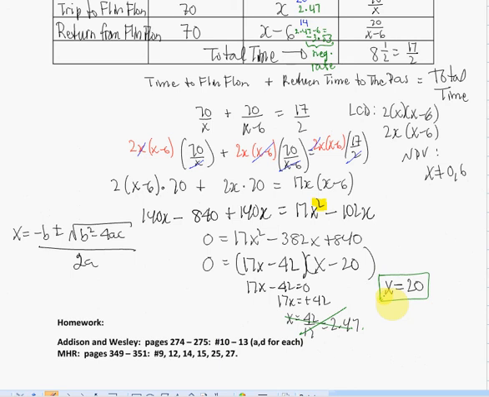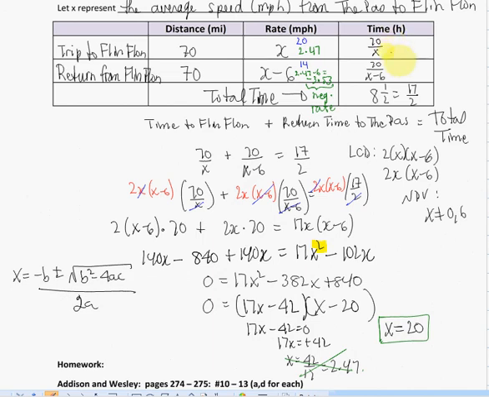Okay, and once again, you can check that out. Let's just plug it in over to here and see what we get. We know that our total time should be 8.5 hours. So if I put in 70 over 20, I get 3.5. And if I get 70 over, and I worked out x minus 6 to be 14, then I get 5. Okay, and does 3.5 plus 5 equal 8.5? Yes, it does, so you know you're right.